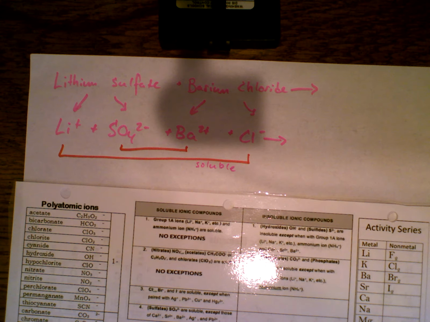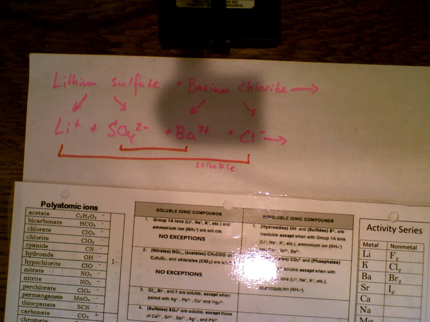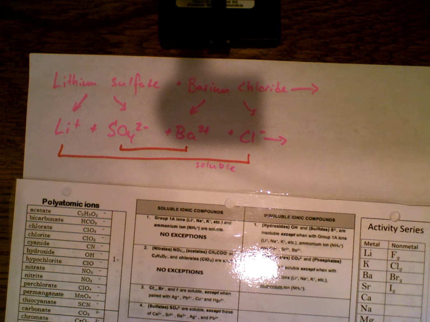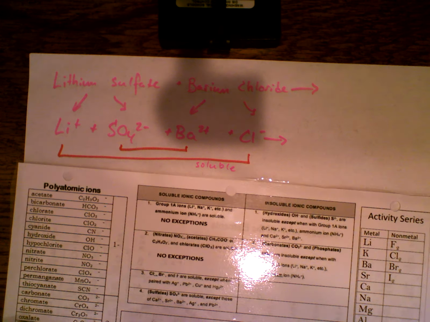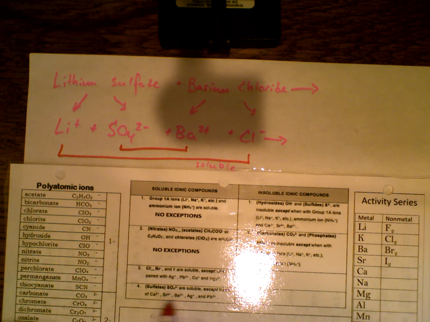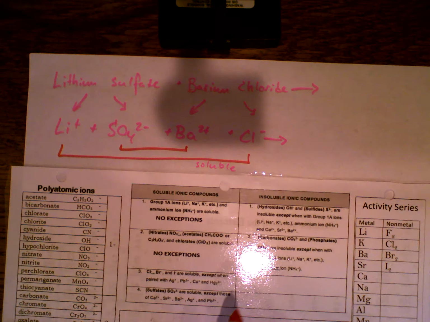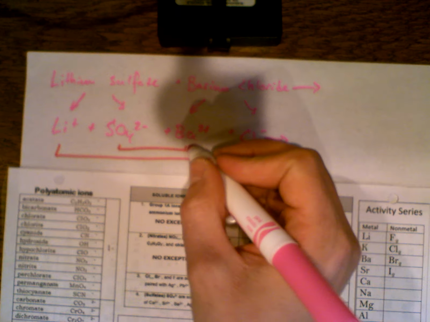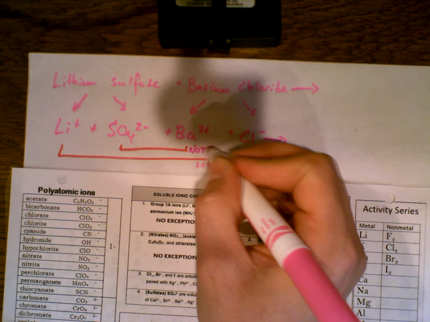Okay, and I know that sulfates are usually soluble, but that was one of those goofy exceptions that kept crashing my computer. Sulfates are soluble except with calcium, strontium, barium, silver, and lead. Okay, so this one is not soluble. Barium sulfate is not soluble.